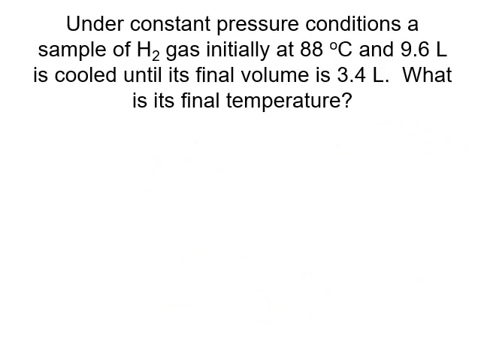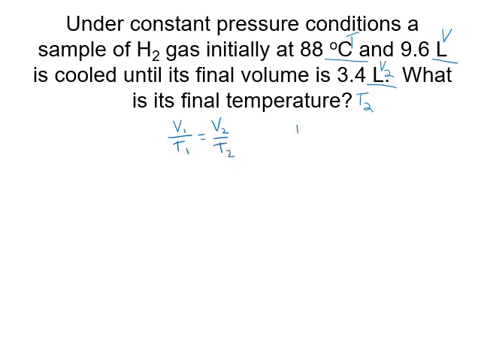Okay, under constant pressure conditions, a sample of hydrogen gas initially at 88 degrees Celsius and 9.6 liters. Note that this is degrees Celsius, that's temperature, and 9.6 liters, that's a volume, is cooled until the final volume is 3.4 liters. So note this is a second volume, and they want to know what is the final temperature. That would be a second temperature. So hopefully we recognize this is Charles's law.